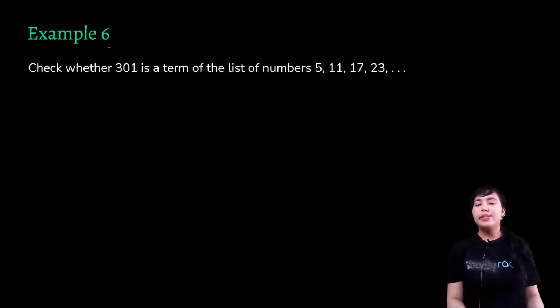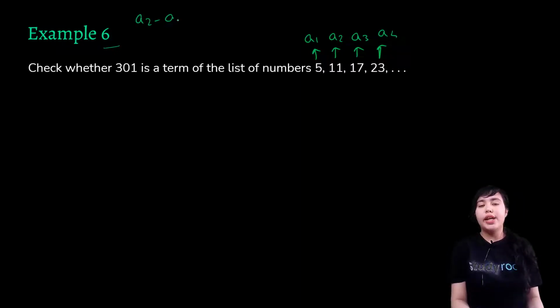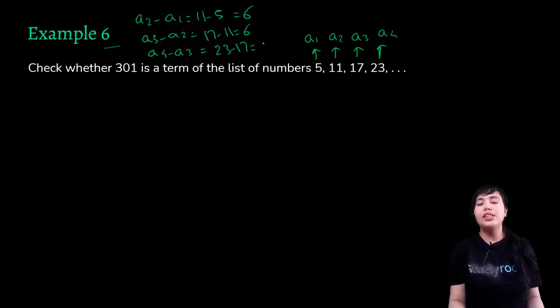So now we have example 6. Here we have just been provided with a list of numbers. We need to figure out if it's an AP or not. So you know how we do that. You take the first term to be A1 and the following terms as A2, A3, A4 and so on. Now let's find out A2 minus A1, A3 minus A2, A4 minus A3. Let's do it together. So it's 11 minus 5, 6, 17 minus 11, 6 again, and 23 minus 17, 6.